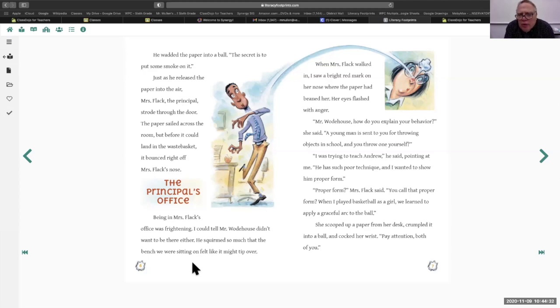Mr. Wodehouse, how do you explain your behavior? she said. A young man is sent to you for throwing objects in school, and you throw one yourself? I was trying to teach Andrew, he said, pointing at me. He has such poor technique that I wanted to show him proper form. Proper form? Mrs. Flack said. You call that proper form? When I played basketball as a girl, we learned to apply a graceful arc to the ball. She scooped up the paper from her desk, crumpled it into a ball, and cocked her wrist. Pay attention, both of you.